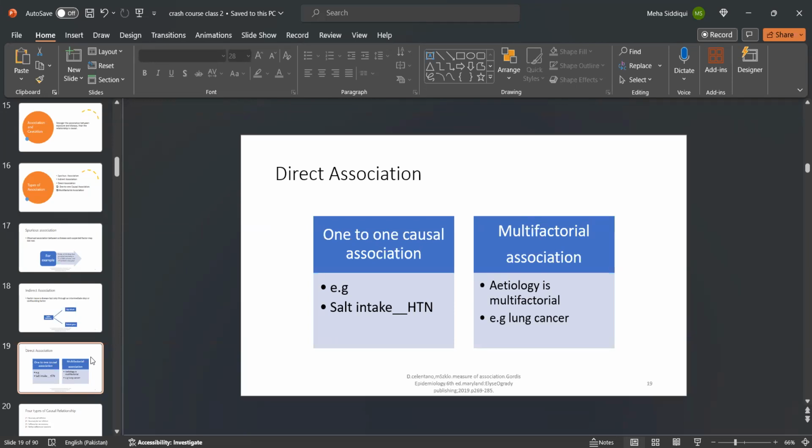For example, salt intake leads to hypertension. The other one is multifactorial association, where many risk factors lead to a disease. For example, many factors are associated with the development of lung cancer.